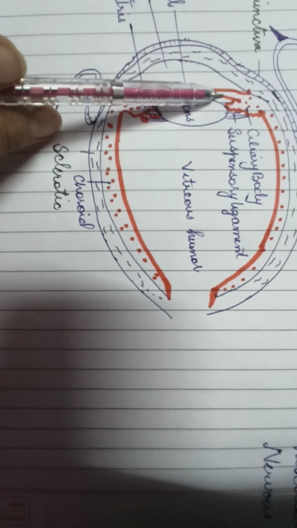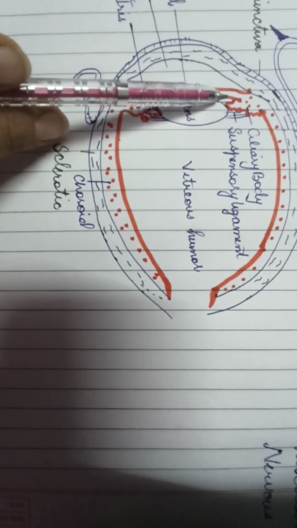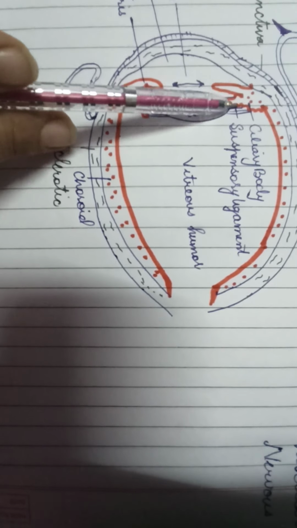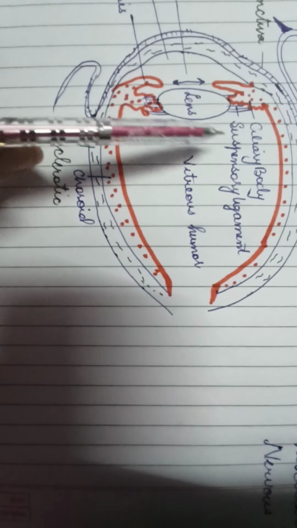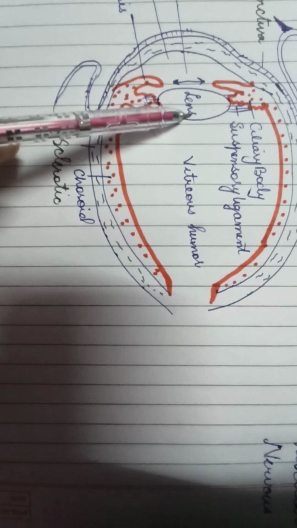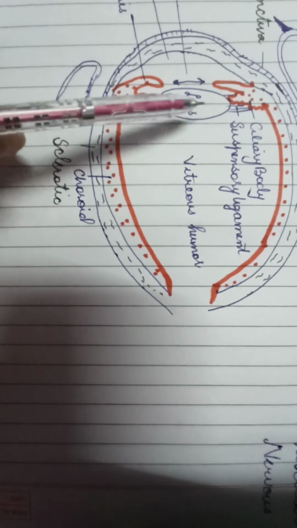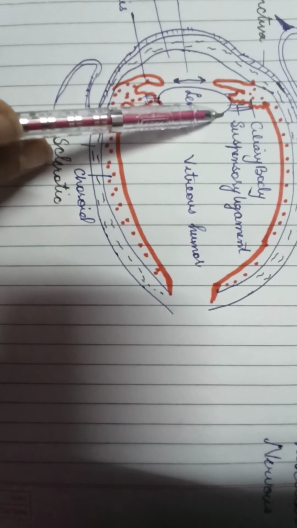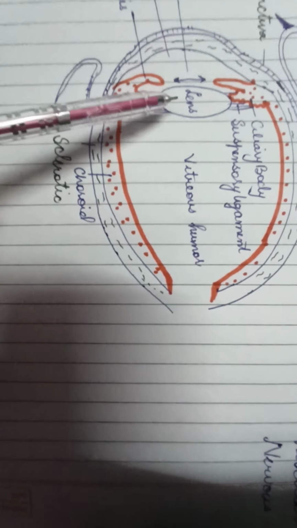And this iris contains a pigment called melanin that gives a specific color to the eye. And these ciliary bodies, these ciliary muscles, and suspensory ligaments are holding the lens. They play a very important role in maintaining the shape of the lens.